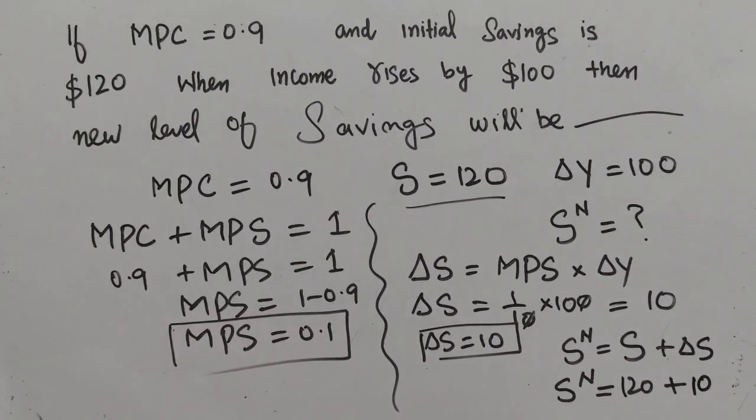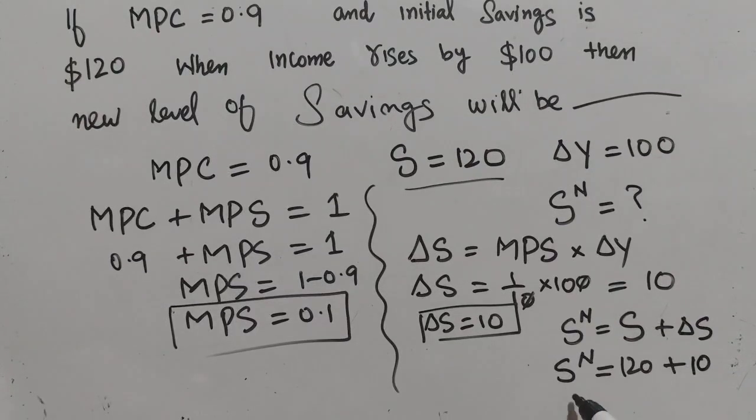Okay, so I am out of limits. So the new level of savings will be equal to 130 in this question.